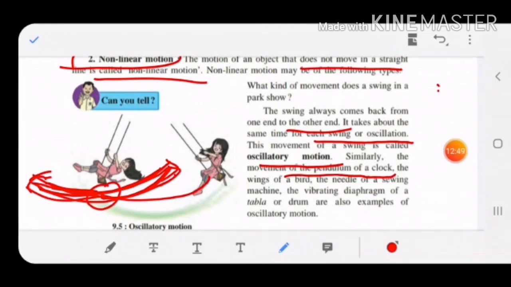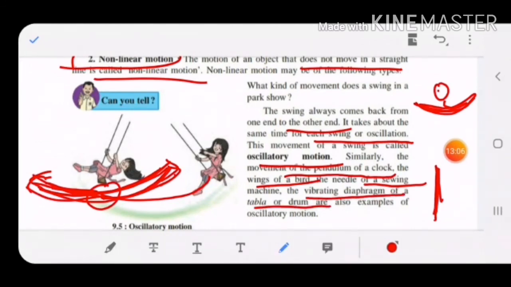See, like this it used to move. It is like a pendulum. Also the wings of a bird, the needle of a sewing machine. The sewing machine needle also goes front, goes up, comes down, goes up, comes down. The vibrating diaphragm of a tabla or a drum. On the tabla or drums, that white colored part is there upwards. When you bang it, it comes upwards, it goes down, it comes upwards. When vibration takes place, what happens? It comes upwards, it goes downwards.